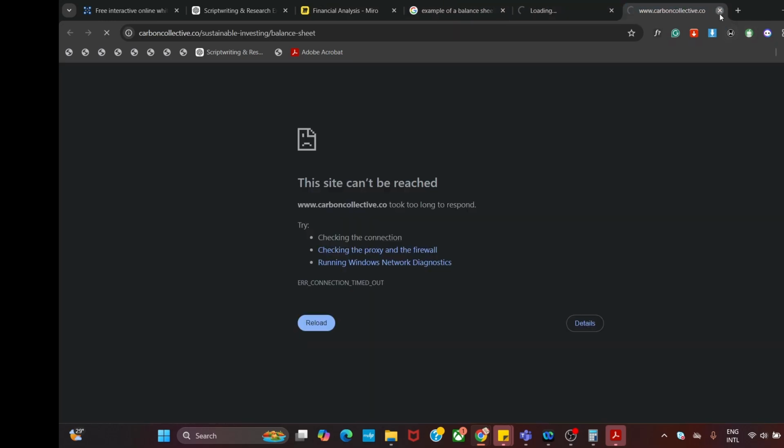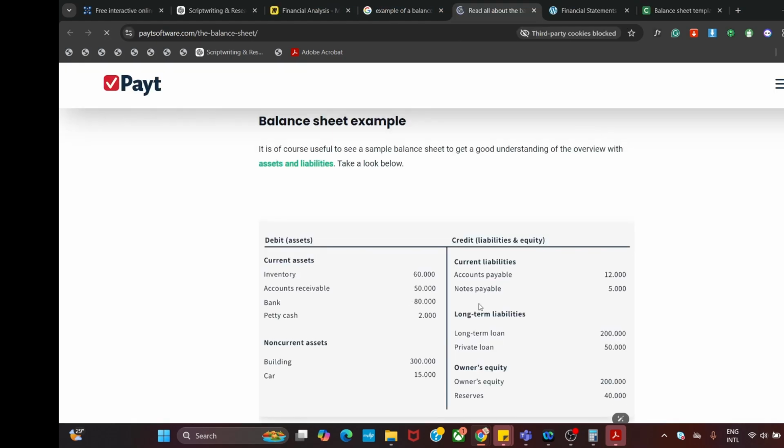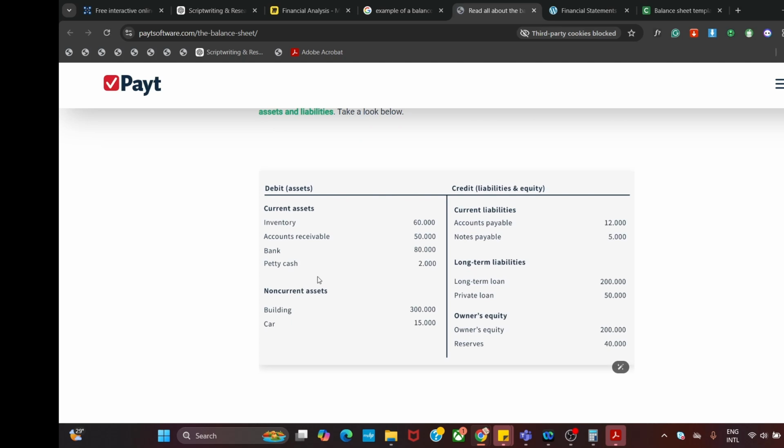I'm trying to give you an example of all these financial statements. As you can see, this is a perfect example of a balance sheet. We have the liabilities over here on the right-hand side, and we have the assets over here on the left-hand side, which is also known as the credit and debit side. As you can see, we have current liabilities.